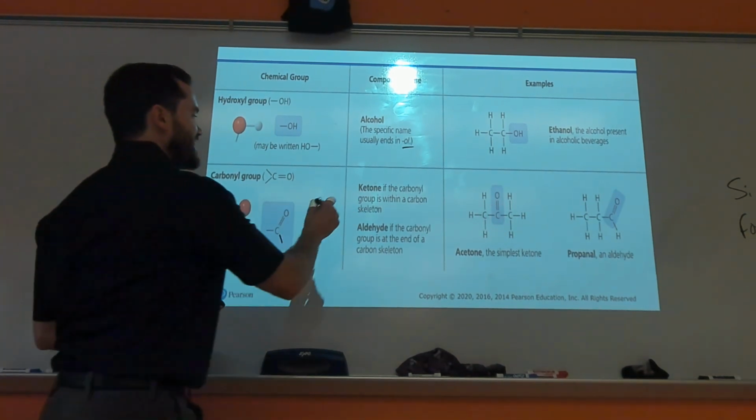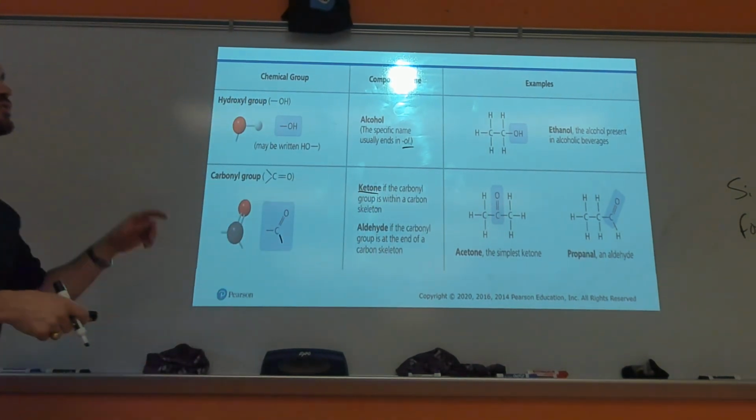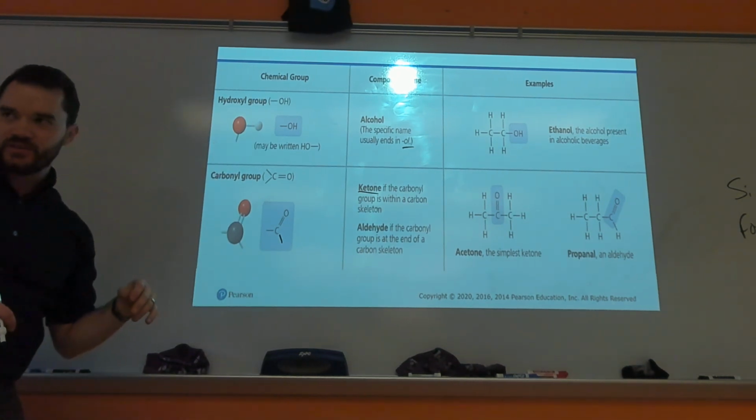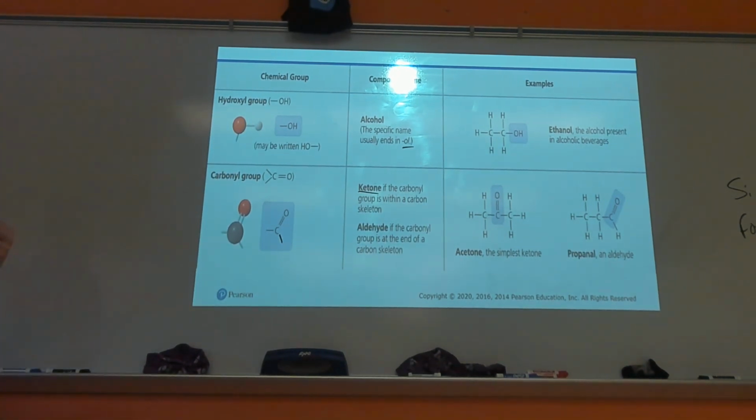We call that a ketone. So ketones are in the very middle of a whole chain. Or you could have something called an aldehyde. Aldehyde is at the very end of a molecule. Where is the hide on a horse? The end of the horse, I think.